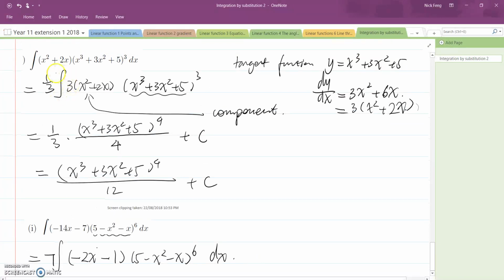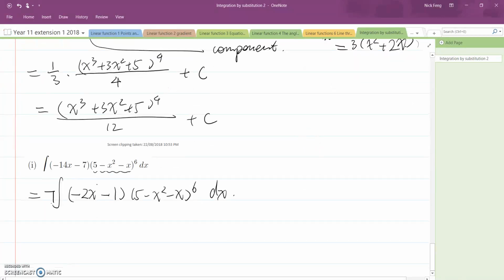Like the previous one in here, if I do a little multiplication, a third times 3, that would cancel. That will give you x squared plus 2x at the front, which is exactly the question provided. In this case, if I multiply the 7 inside these little brackets, that becomes negative 14x minus 7. That's exactly what's provided in the question. That's how you know you're on the right track.